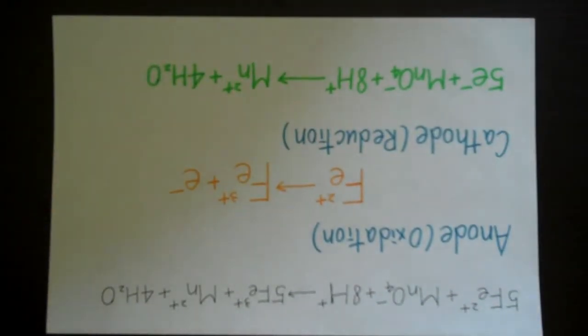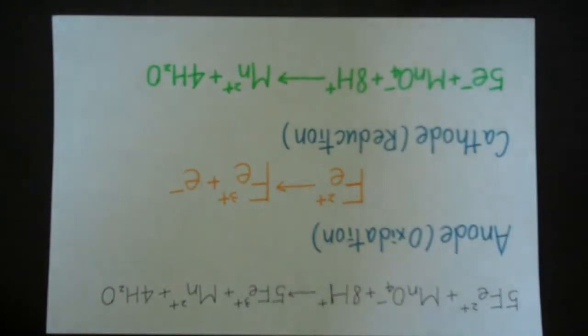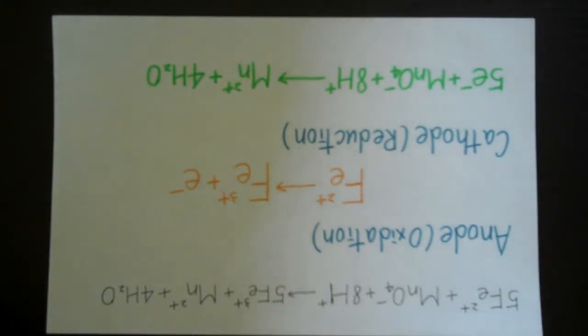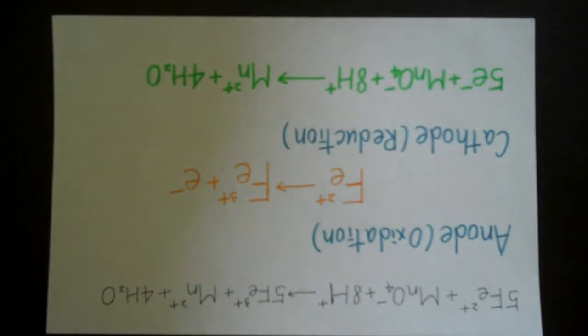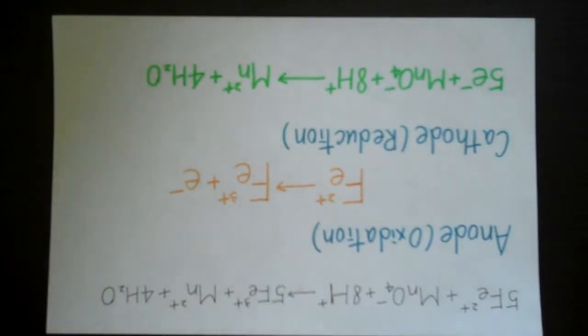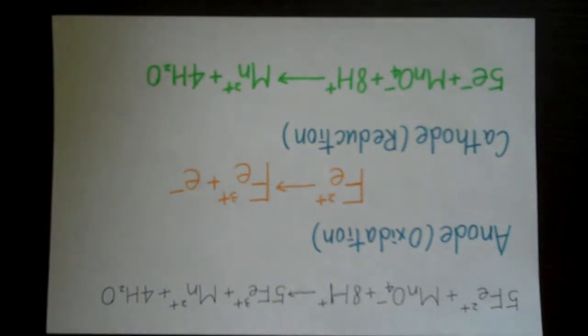So here's an example of a spontaneous redox reaction between permanganate and iron 2 ion in acidic solution. To determine which ions and element go into which compartment, we first need to write the oxidation and reduction half reactions. In this case, iron 2 is oxidized into iron 3 ion, while permanganate is reduced into manganese 2 ion.